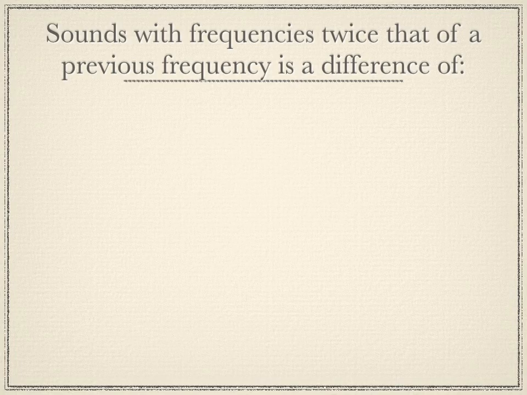Sounds with frequencies twice that of a previous frequency is a difference of? That's right, one octave. One octave is twice the frequency. If we go up an octave, it's twice the frequency, and if we go down an octave, it's half the frequency. So the magic mathematical term there is multiply by two or divide by two. Multiply by two if we go up.